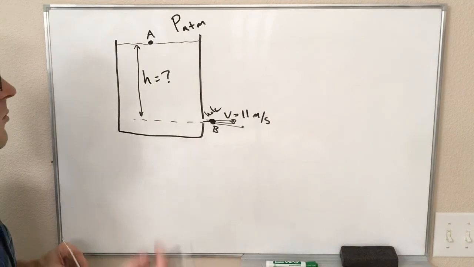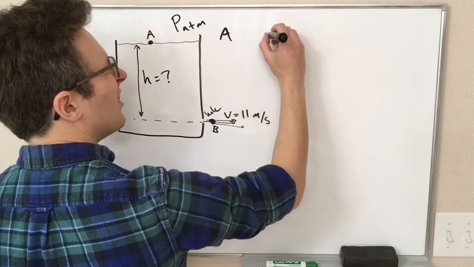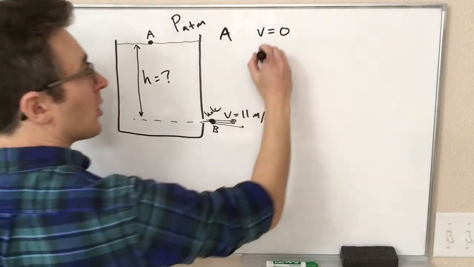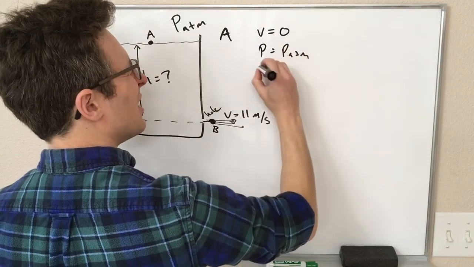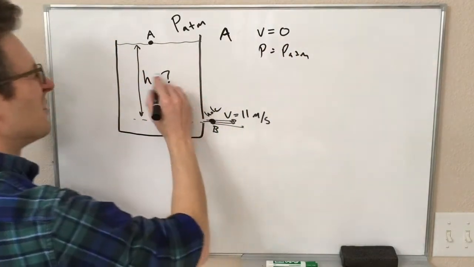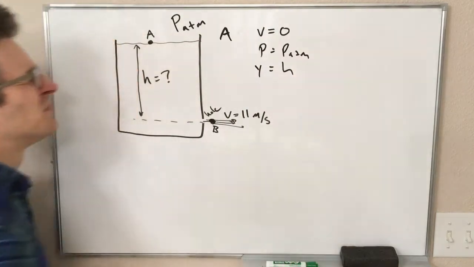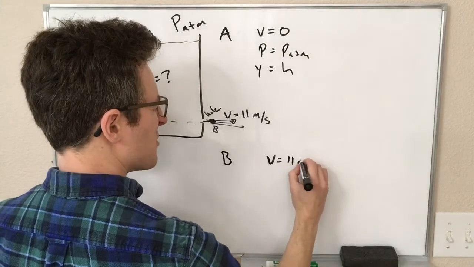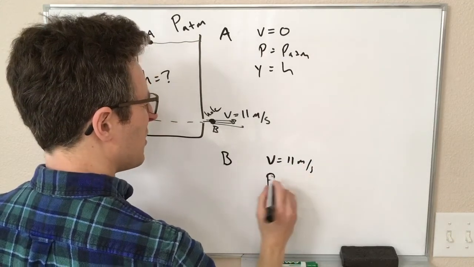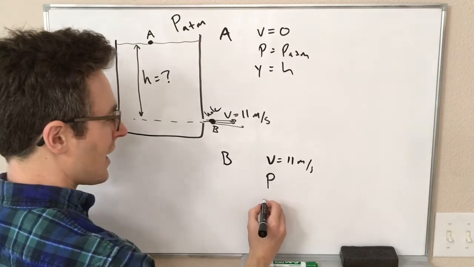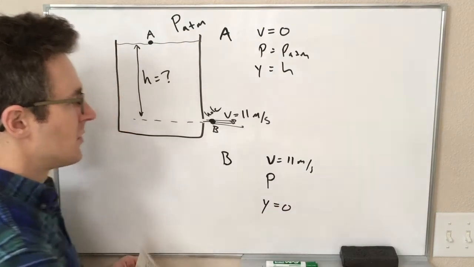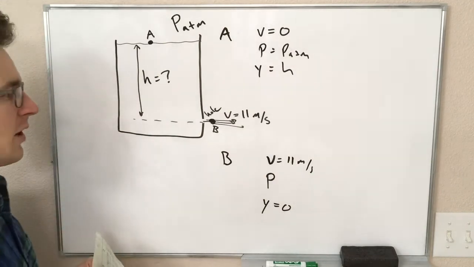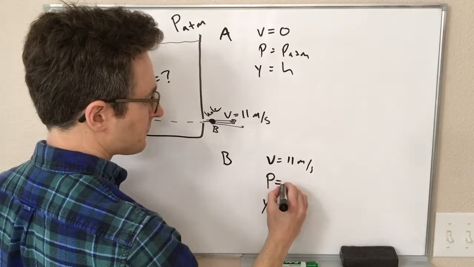So my assertion then is that at A, our velocity is equal to 0, or at least very close to 0. Our pressure is equal to atmospheric pressure, and our height is equal to this value h. At point B, we know our velocity, it's 11 meters per second. Our pressure, we're going to deal with in just a second here, and our height is 0. So if we call this height 0, the height at A is this h value we're trying to find. Okay, pressure at B.